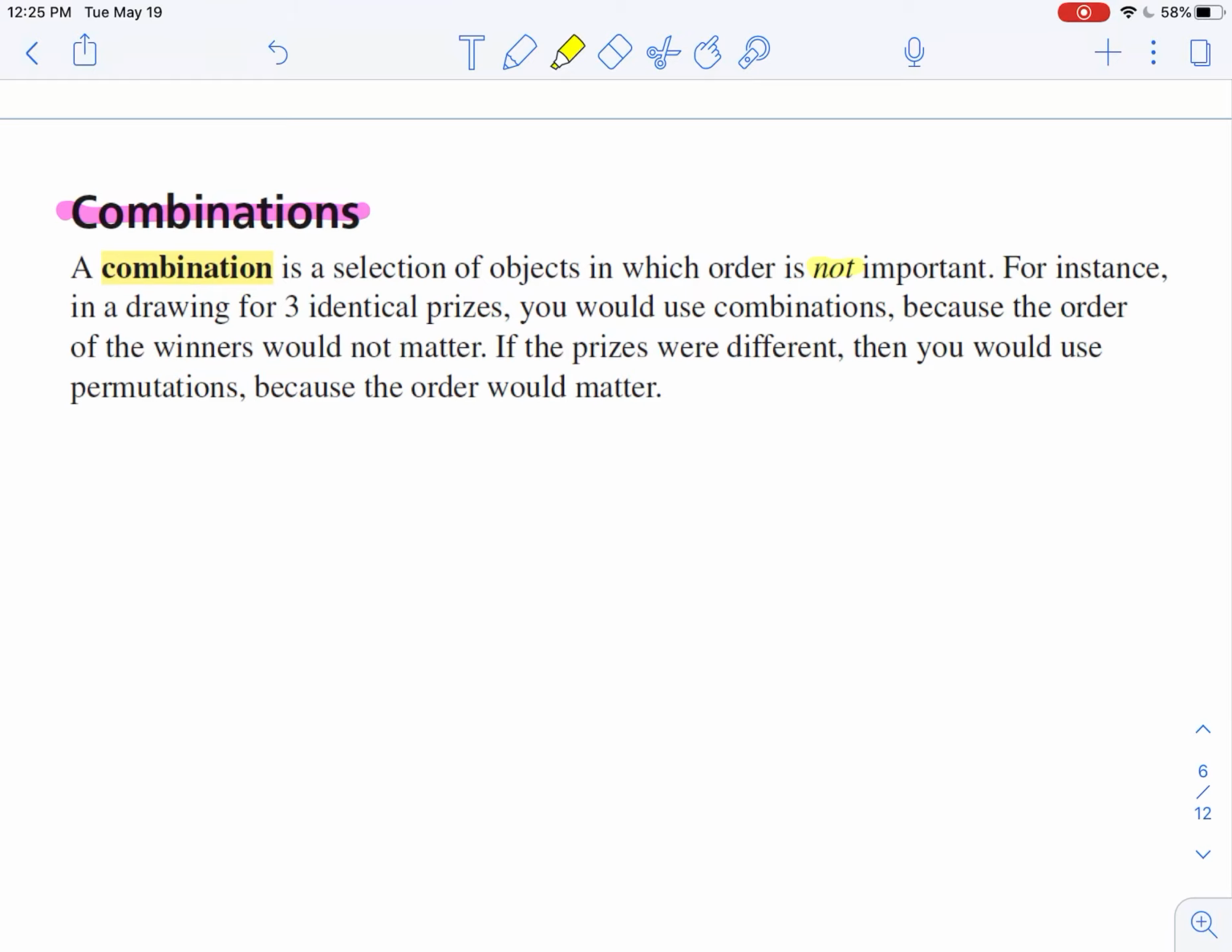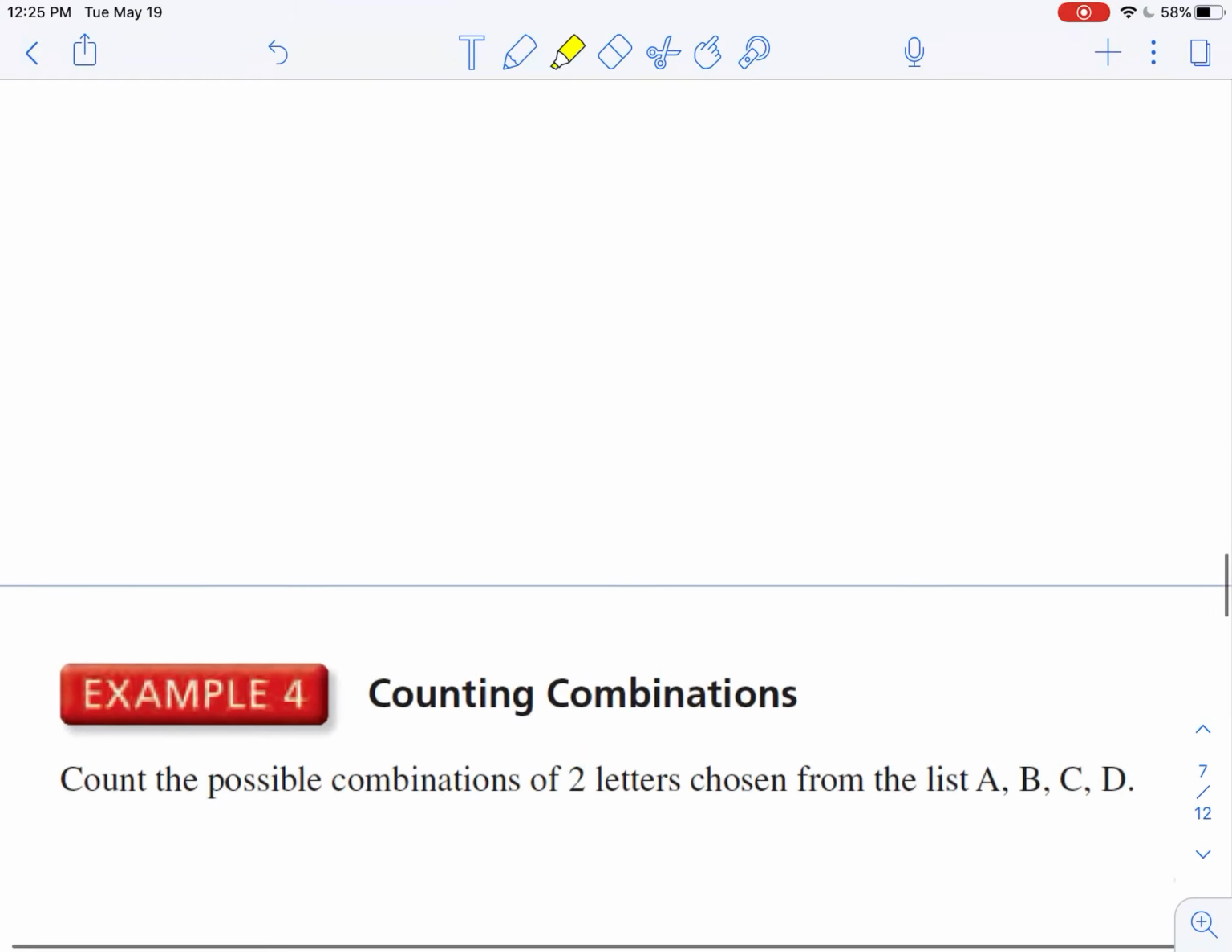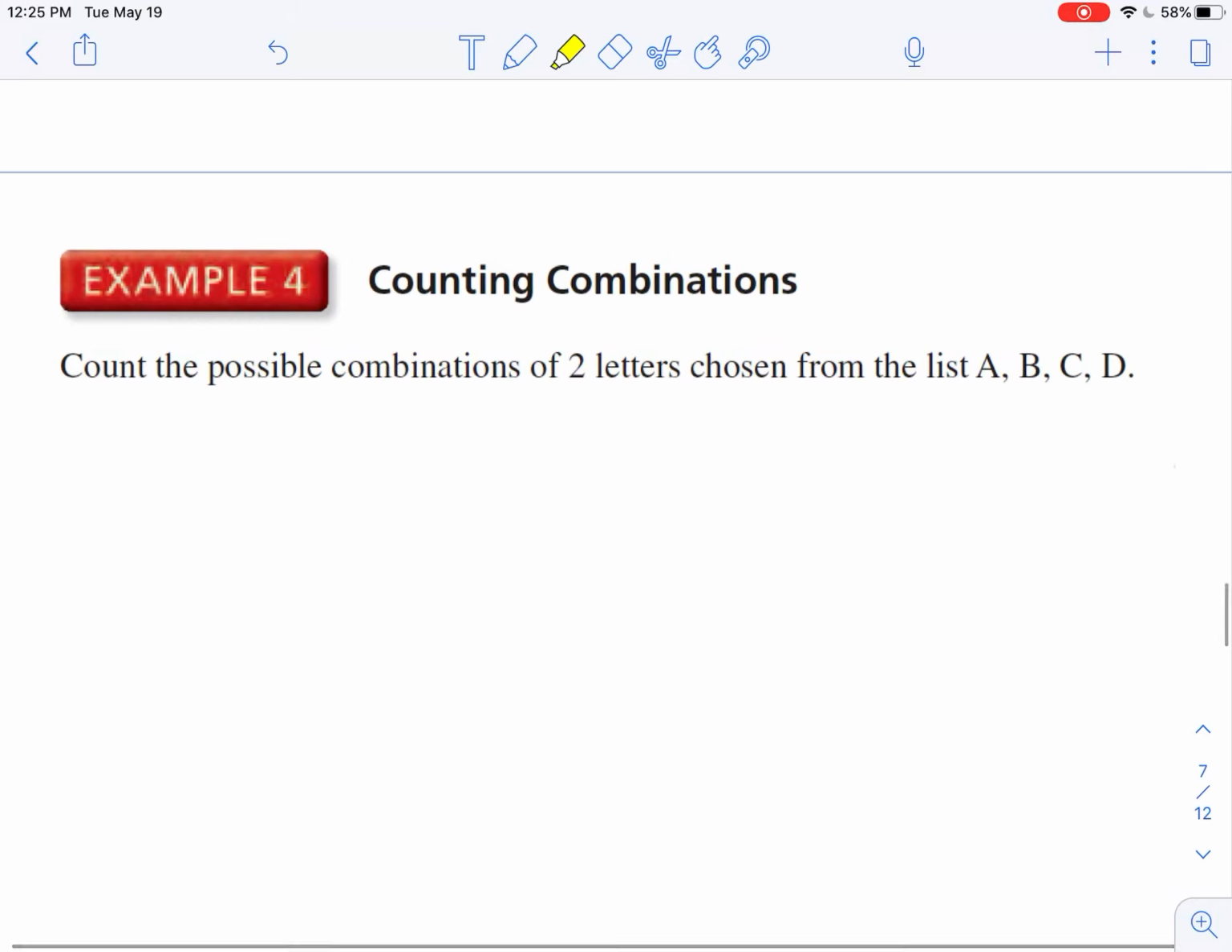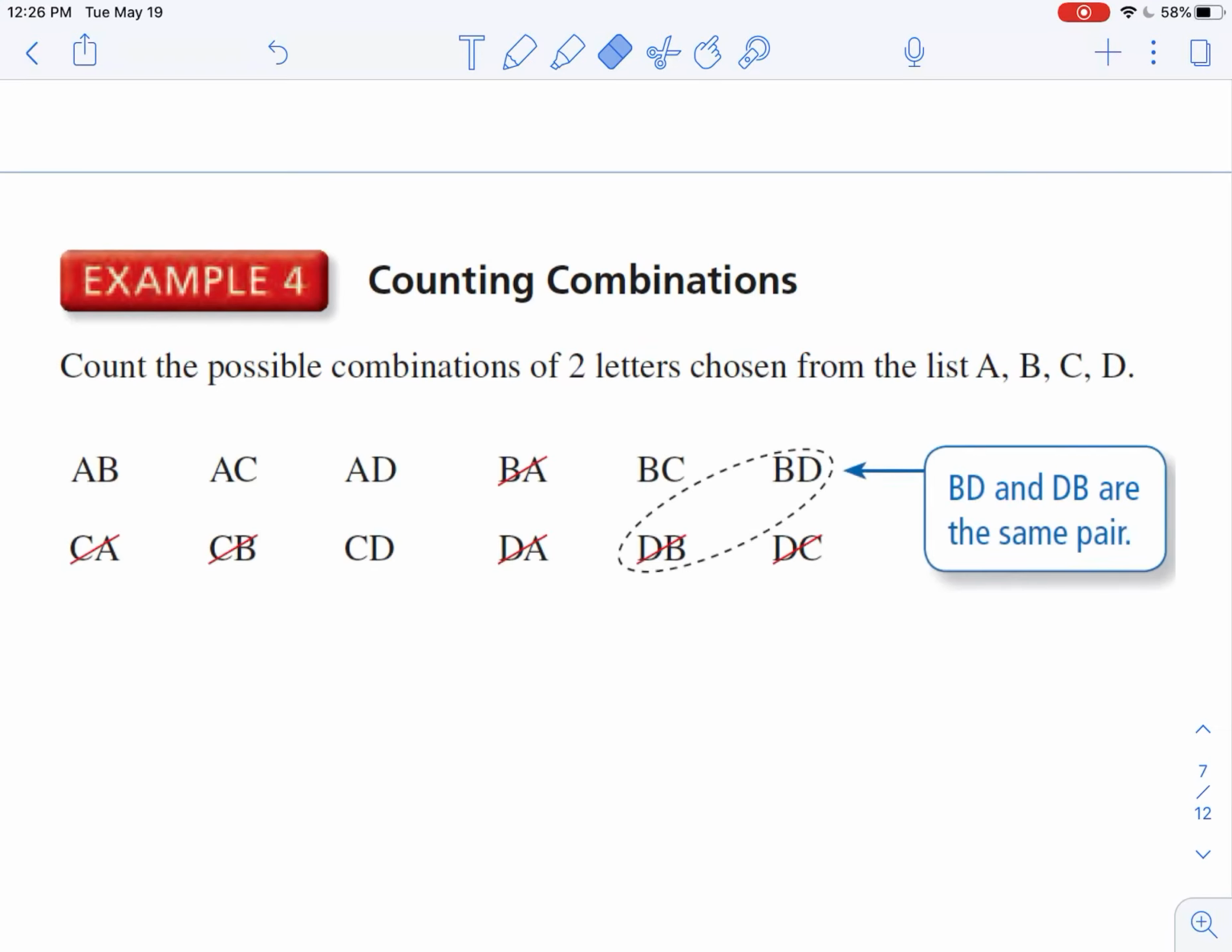So let's take a look at how we would do this, and let's take a look at a problem where we're talking about letters. So count the possible combinations of 2 letters chosen from the list A, B, C, and D. Now it's interesting when we look at these types of problems, we have to start kind of thinking about, well, what would it look like if we were to write them all out? So here they are, they're all written out, but we first recognize that we have AB here, and we also have BA here. Well, technically those are the same. If we're just talking about a two-person group, we would have the same 2 people, so we're going to get rid of this because it's a double.